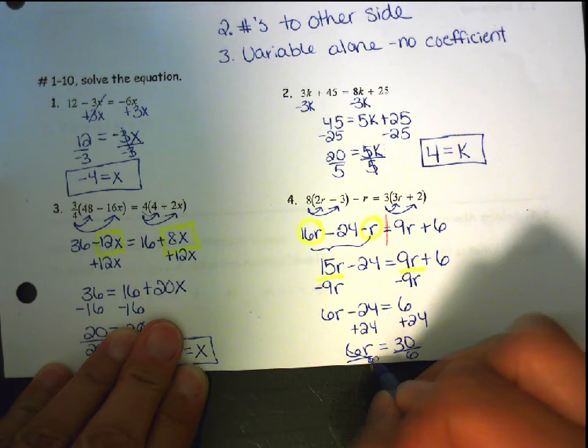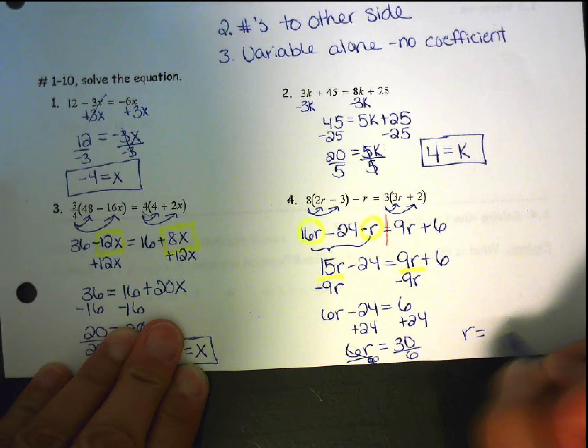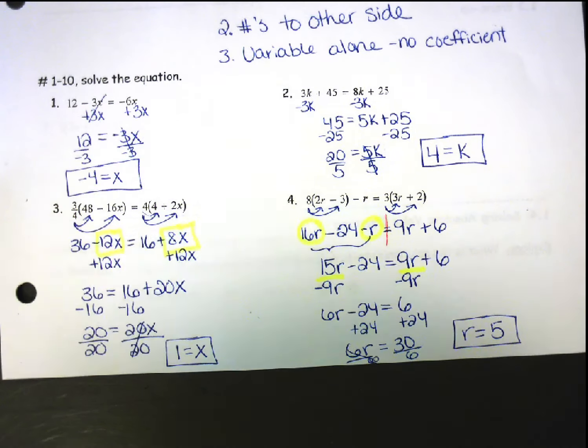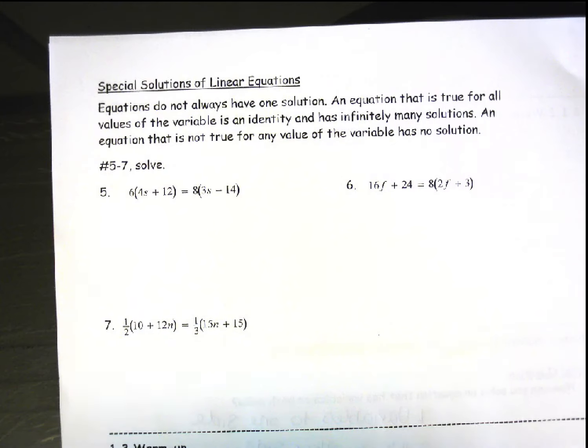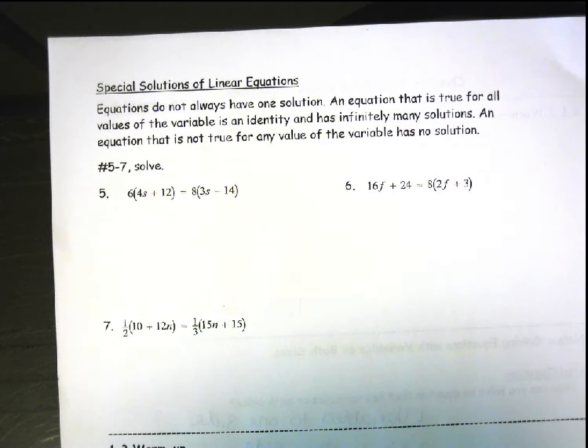And so those are going to cancel, and 30 divided by 6 is 5. And again, you can always plug that back in to check it. All right, we only have a few more here, so let's turn to the other page. Notice there's just 3 more. And on this one, notice the very, very first words at the top.